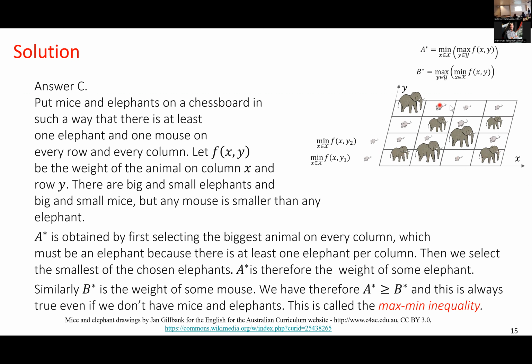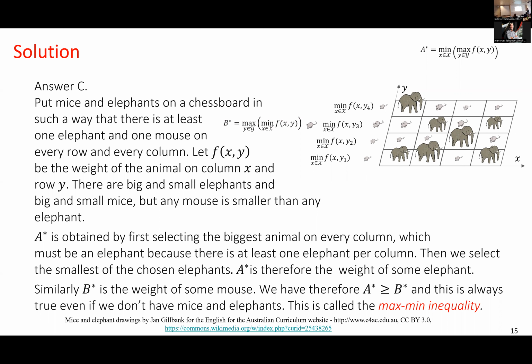So if you think of this chessboard, then you will remember for the rest of your life the correct results of this quiz. So here I'm taking the minimum over x of f of x, y for y equal to y1, and it's the weight of this mouse here. I do it for every row. I have all the minima here. And then I take, so this is what I'm doing here for B. I'm computing B star. And then I take the max of all of those quantities, and that gives me B star. Right, so it's a mouse.